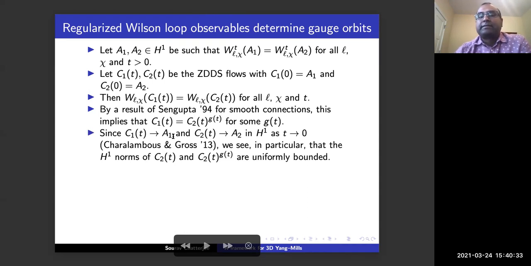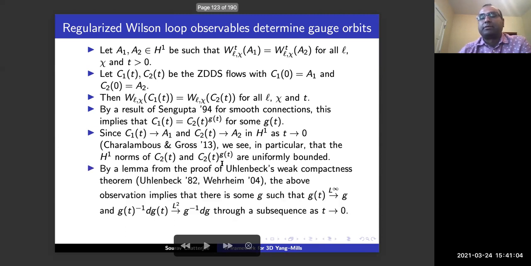C1T tends to A1 as T goes to 0, and C2T tends to A2 as T goes to 0, both in H1. This was proved by Charalambous and Gross. That is, the evolution is continuous. We see in particular that the H1 norm of C2T is uniformly bounded in a neighborhood of 0. And C2T to the GT is C1T, so that is also uniformly bounded. So you have the connection C2T and C2T to the GT, both having uniformly bounded H1 norm.